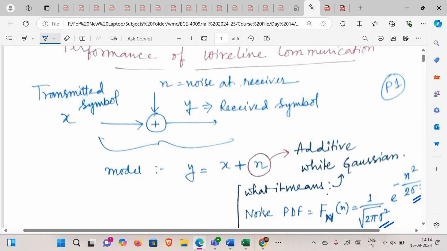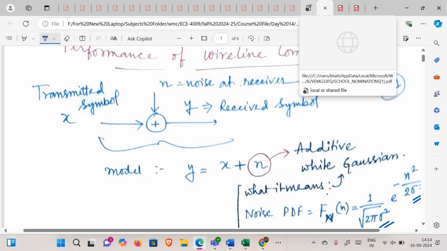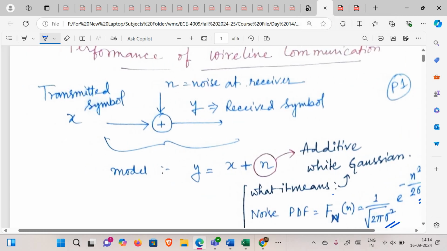Let us try to find out the first discussion that we have here. Let me draw this diagram so that we understand it. If you observe over here, we have a symbol X, and there is a scenario where something is getting added in terms of noise, and we are getting an output Y. So this is my received signal, this is my transmitted signal, and this is my noise.